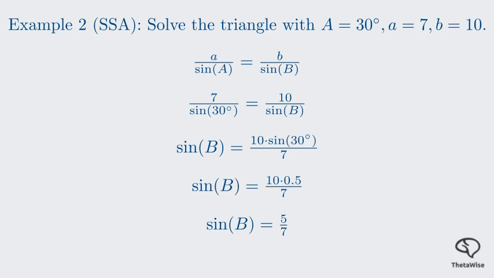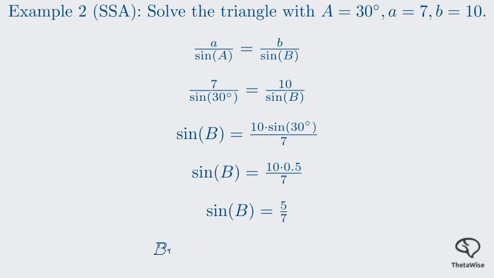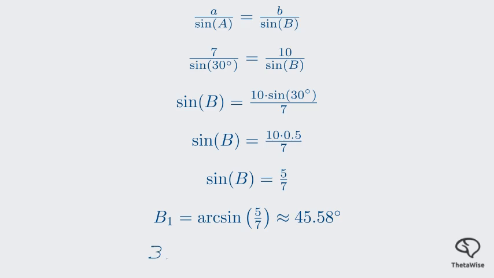Let's find the two possible values for angle B. The first angle, B1, is the inverse sine of 5/7, which is approximately 45.58 degrees. The second angle, B2, is 180 degrees minus B1, which is approximately 134.42 degrees. We now have two possible triangles to solve.